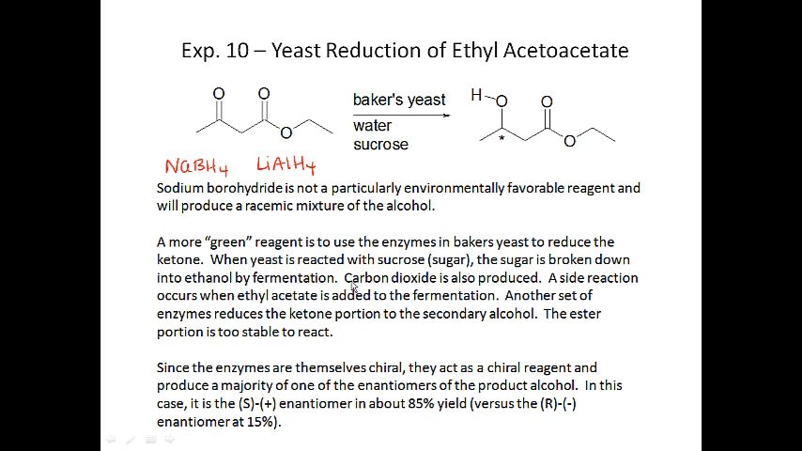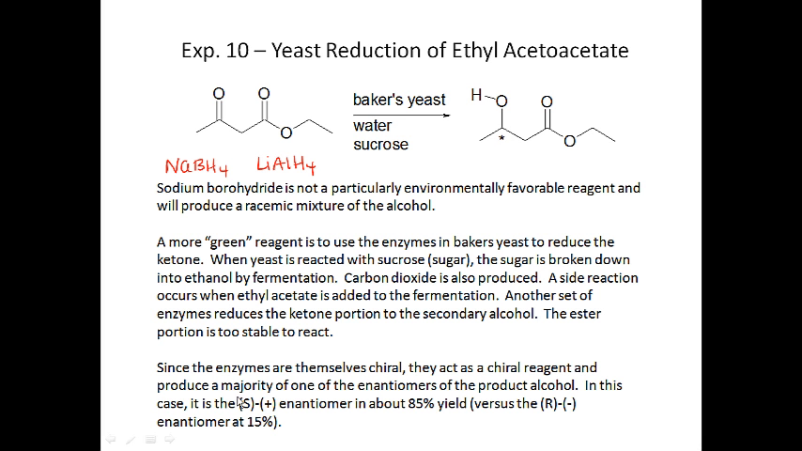Now, what people found, and this was probably in the early 80s, is that when they added ethyl acetoacetate to that fermentation, there was another set of enzymes in the baker's yeast, and as a side product or side reaction, it reduced the ketone portion to the secondary alcohol. Because the ester is too stable to react. It's very difficult to reduce esters. So just the ketone gets reduced.